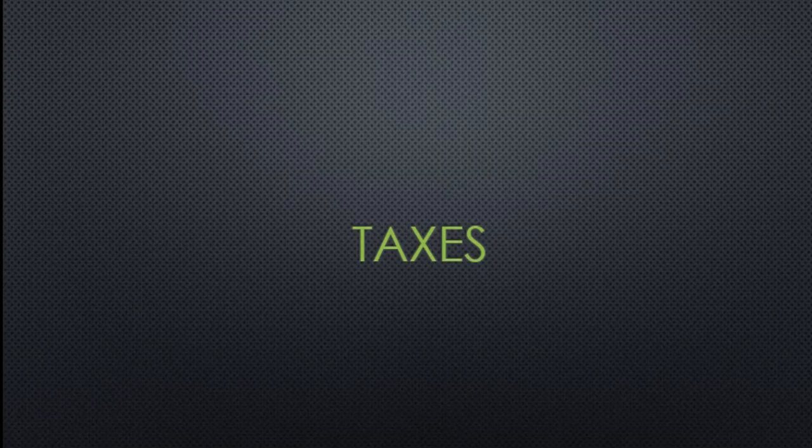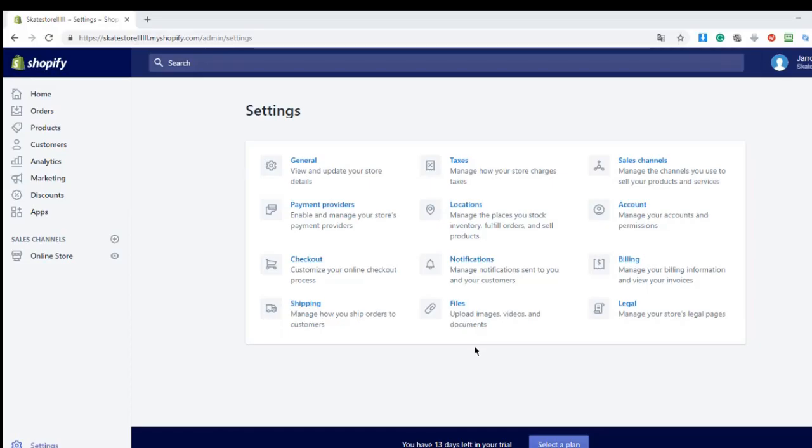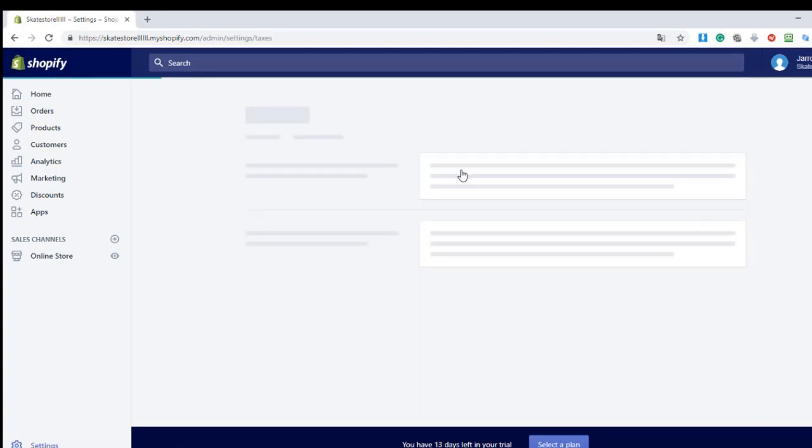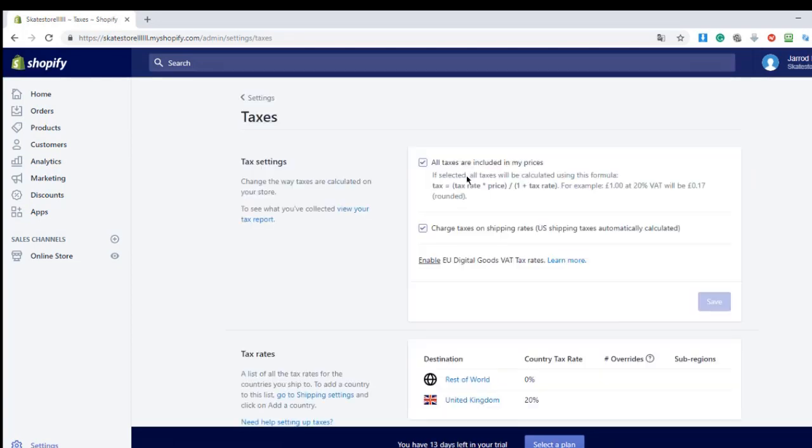Taxes. In this lecture, I will show you how you use taxes in Shopify. Okay, once we are there, I want you to navigate to the taxes button. Right over here, you can say that all the taxes are included in my prices. So the taxes are already included in my prices.